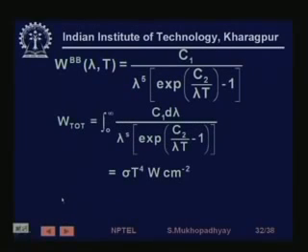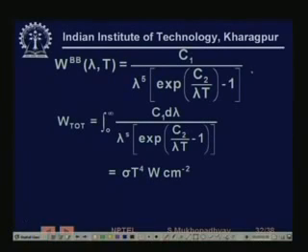This is W_BB, for black body. So this is a sort of an idealization. A black body at wavelength lambda and temperature T gives a radiation between lambda and lambda plus d lambda. It will give a power which is this one into d lambda. So the power between lambda and lambda plus d lambda is equal to W_BB(lambda, T) d lambda.